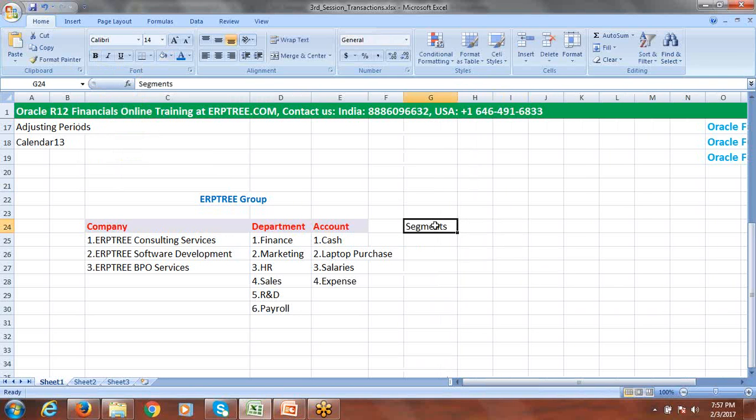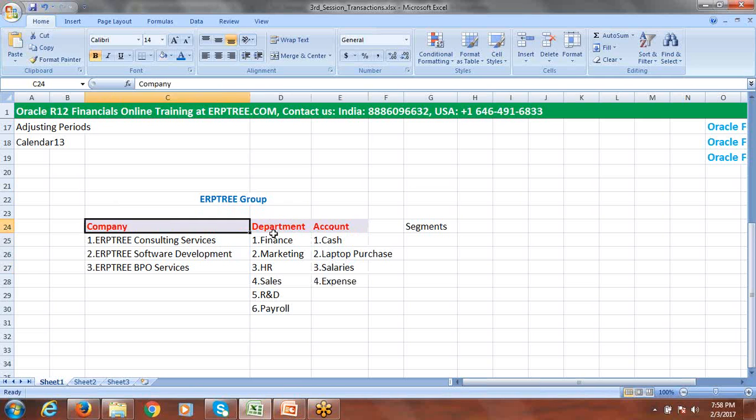Why are we calling them segments? Because these titles segregate the data related to this group. We are segmenting, we are classifying. This data is company data. With this title we are segregating the data as department data. With this title we are segregating the data as accounts. So these titles help us to segregate and maintain one group company's data.